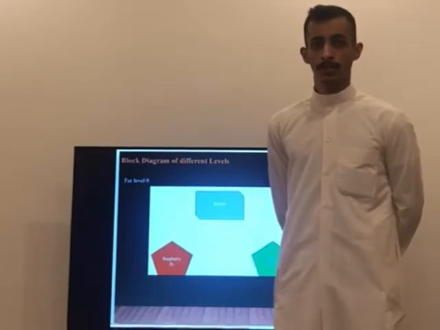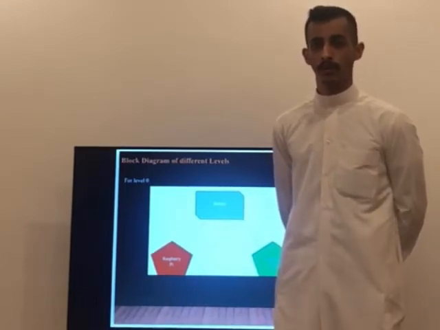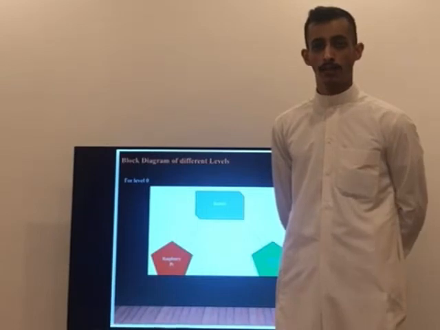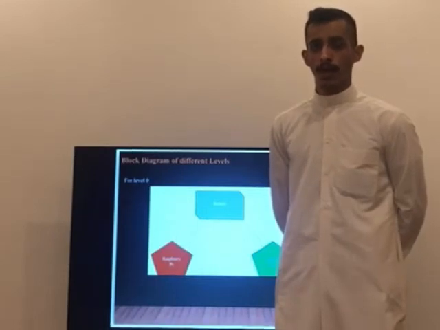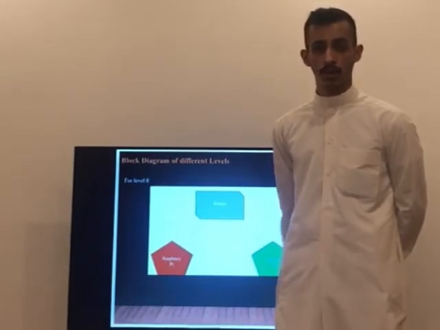In this slide, we have a diagram of level 0 components, and they are battery, Raspberry Pi, and main control unit.